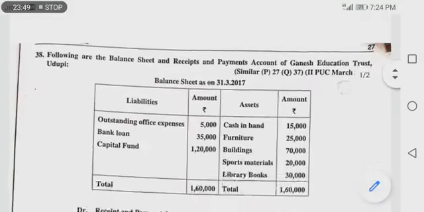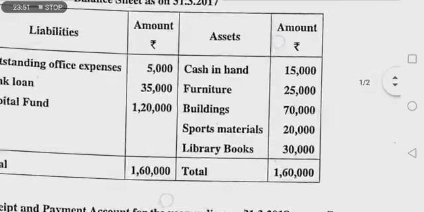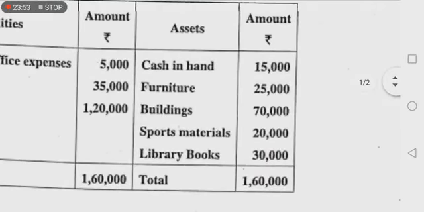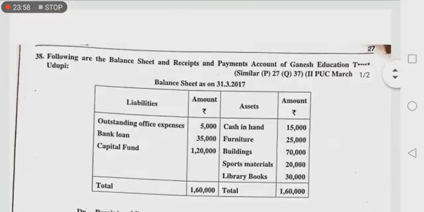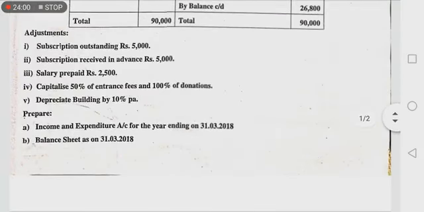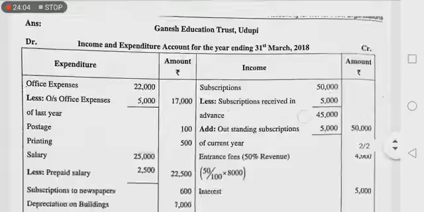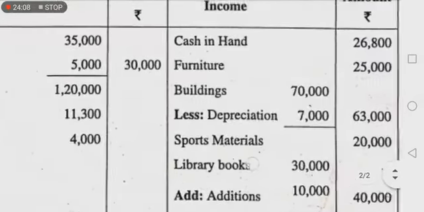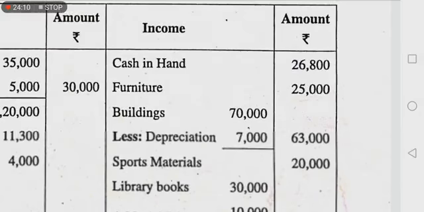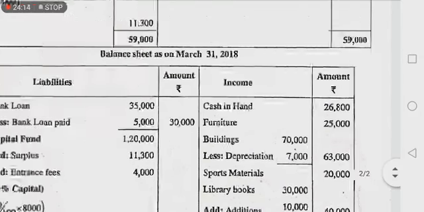Again you just look at the old balance sheet. In the old balance sheet they have given the second transaction, that is about furniture, amount rupees 25,000. You just check out the adjustment, is there any depreciation regarding furniture? There is no such transaction, so directly we can write the furniture as well as its actual amount into the new balance sheet. Furniture 25,000.